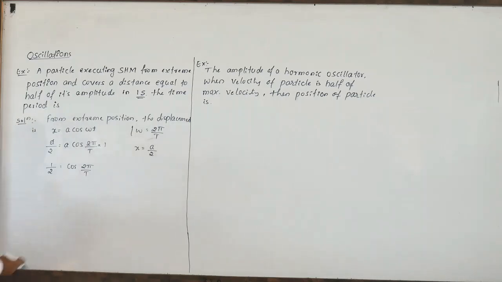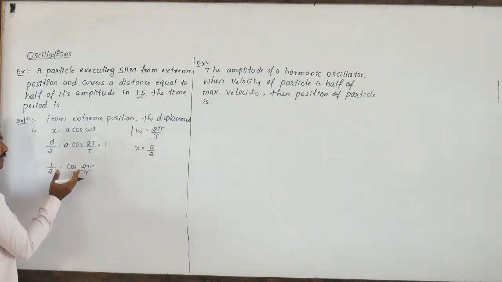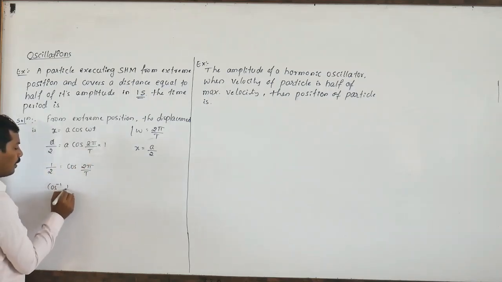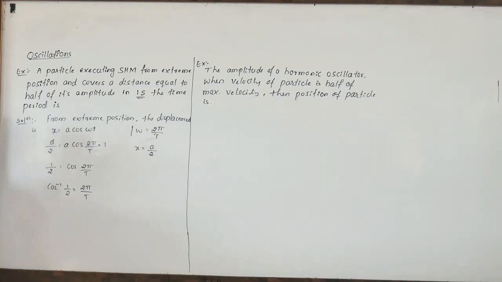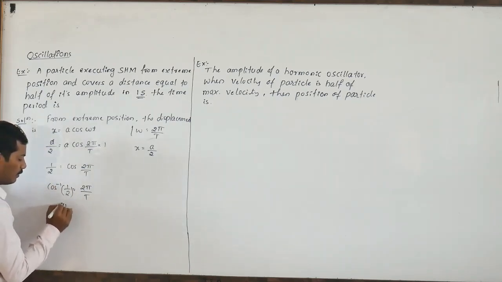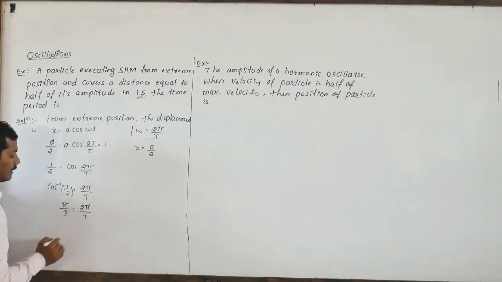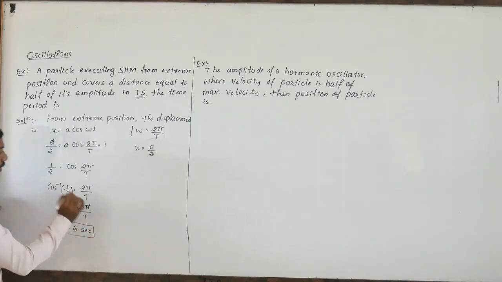Yesterday we solved one problem like this. If you apply the inverse trigonometric function, it becomes cos inverse of 1 divided by 2 equals 2 pi divided by T. Then cos inverse of 1 by 2 is pi by 3. It equals 2 pi by T. Then pi gets cancelled. Our value of time period is 6 seconds. So these are simple problems.